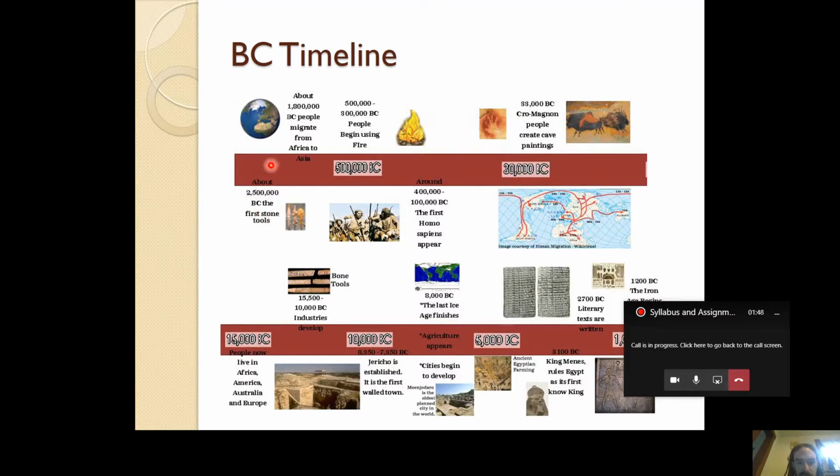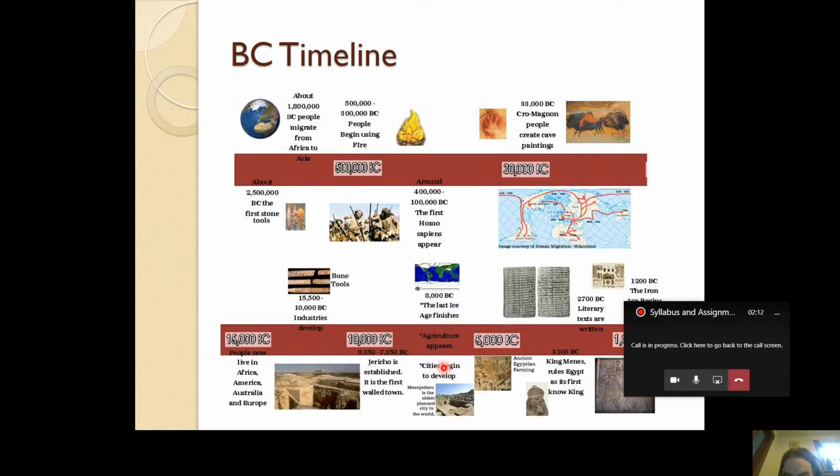First stone tools, 2,500,000 years ago. So a heck of a long time. 2.5 million years ago, people started using stone. We covered the Stone Age last time. So let's see, what do we got?